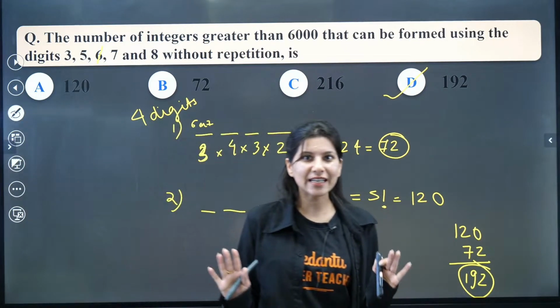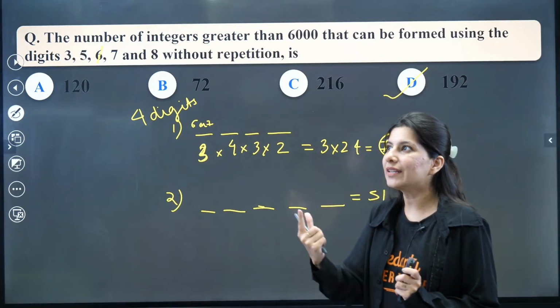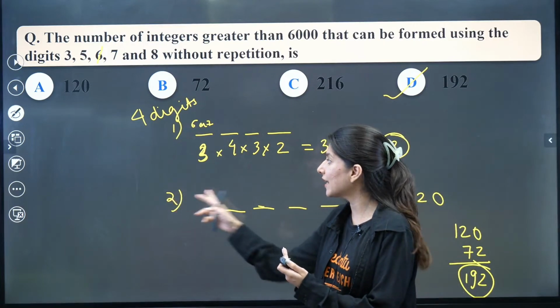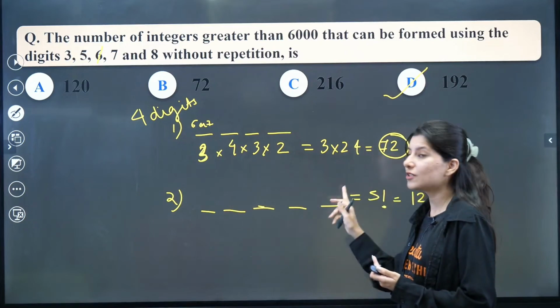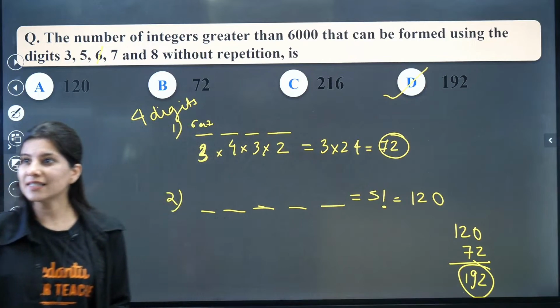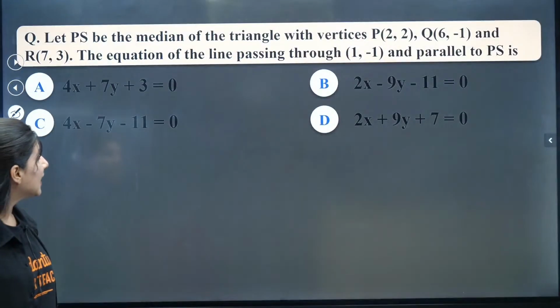So the first question is done nicely. The confusion that can happen here is that we only think about 4-digit numbers. There can be a tendency to forget the 5-digit number, which we should not do. So a 5-digit number is also possible, and we should keep that in mind. Okay, clear. Let us move on to the next question.